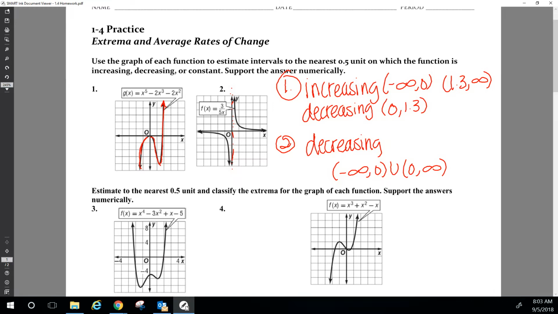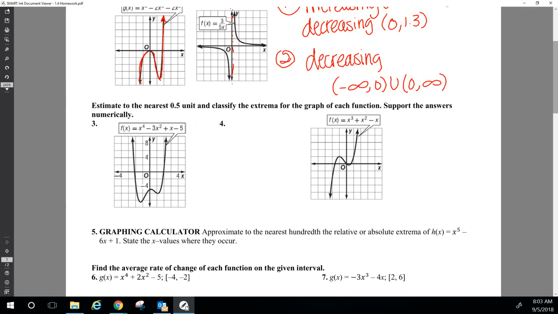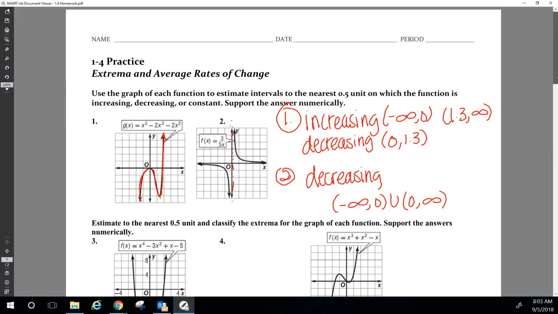All right, number 3, estimate to the nearest 0.5 unit. Oh, it did say 0.5. Did it say 0.5 up here? So this hair's not paying attention? Yeah, it says to the nearest half unit. So here we could probably say 1.5 instead of 1.3. Sorry about that.